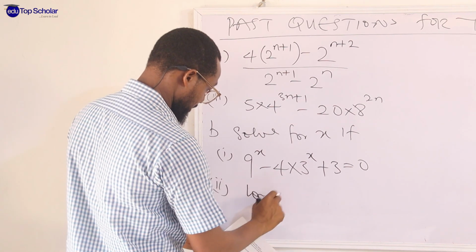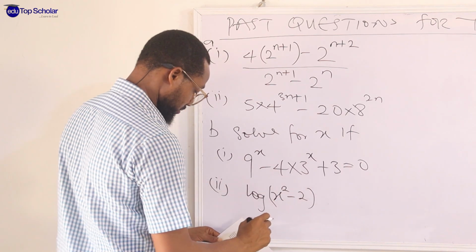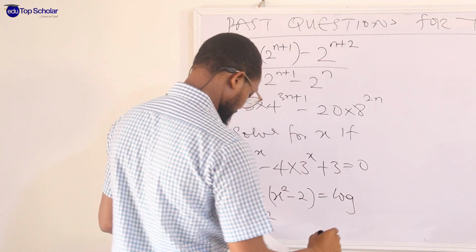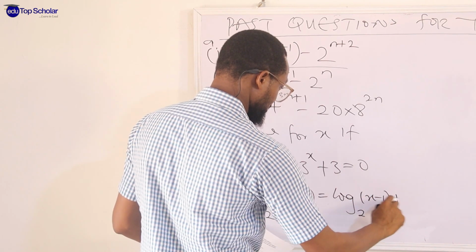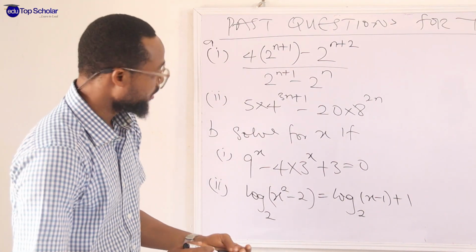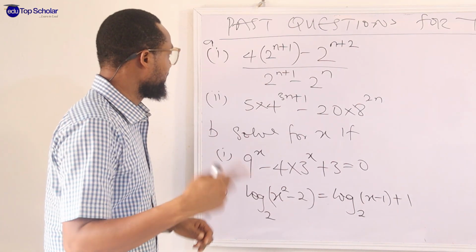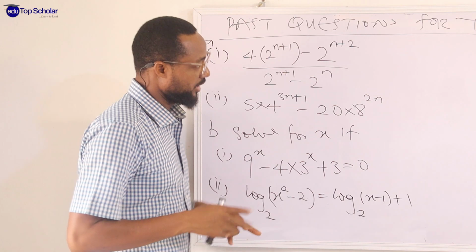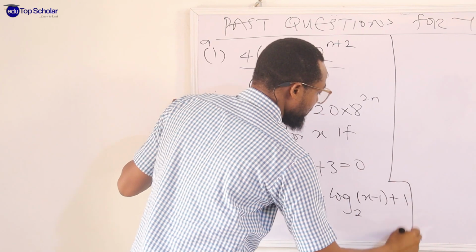2. Log of x squared minus 2 base 2 is equals to log of x minus 1 base 2 plus 1. We want to look into this question 1. Like I said, it keeps coming back, it keeps repeating itself. This one in particular, and something like this, keeps coming every session. So that draws my attention, and I like to look at this one by one.